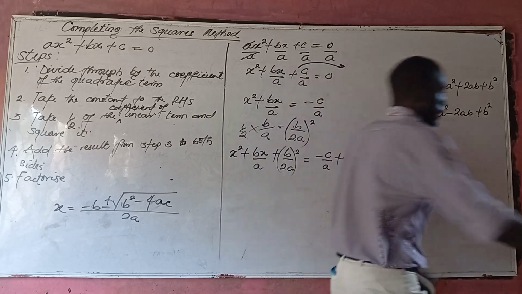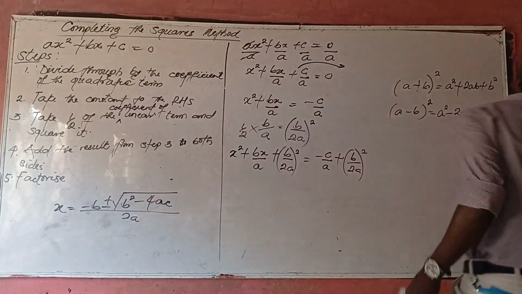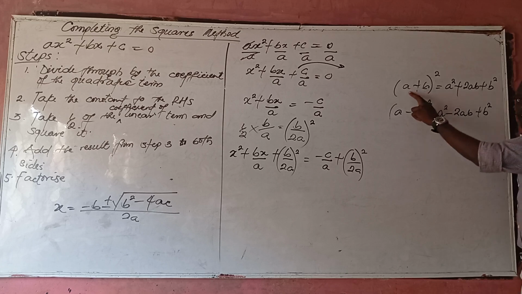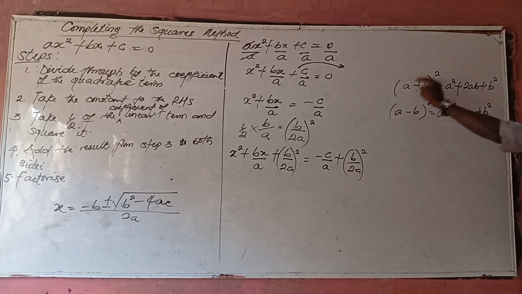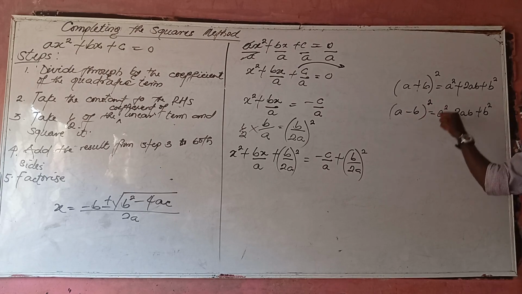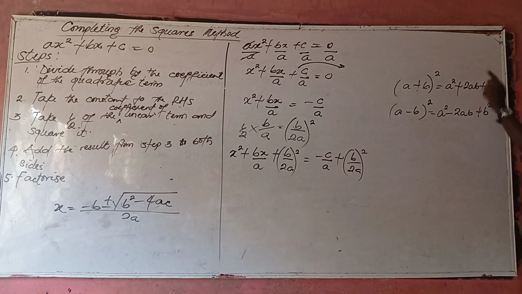Is that clear? Did you notice that there is a similarity? Anytime you square a binomial sum or binomial difference, you will get the first term squared, plus or minus 2 times the first term and second term, plus the second term squared.